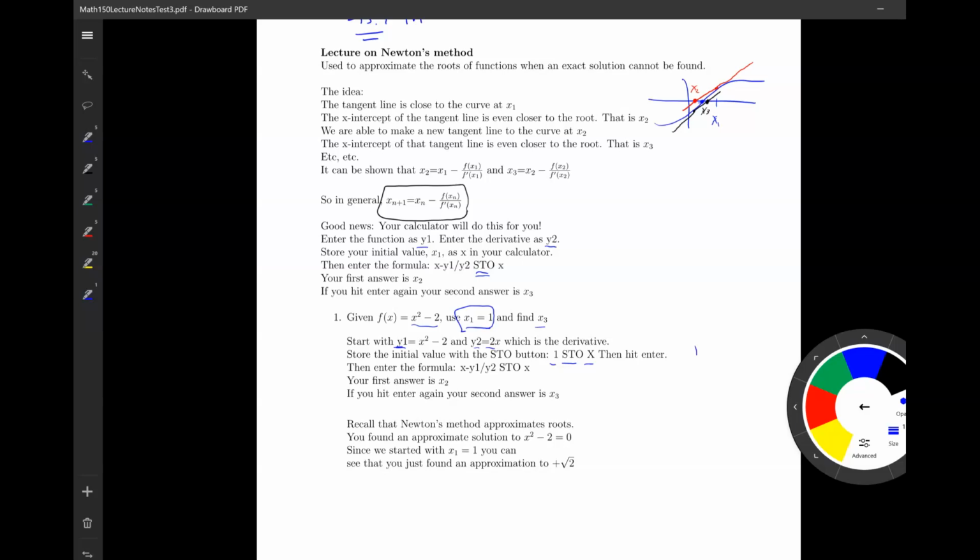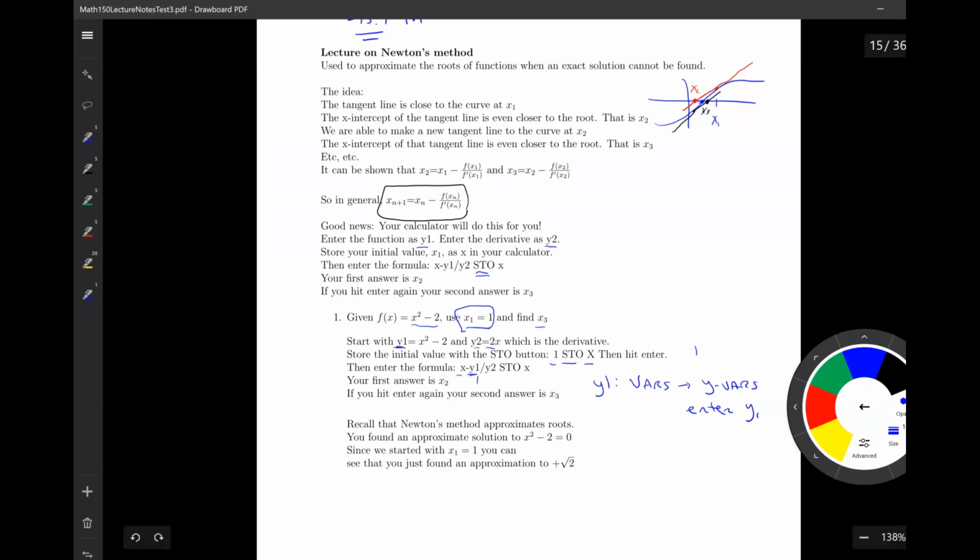All right, this is what you'll end up doing. So you'll say X subtract. Now to get the Y1, what you want to do is hit VARS, V-A-R-S, and then you'll want to hit the right arrow to get to Y vars, hit enter, and then you'll see y1. So you'll hit enter to pick up y1.